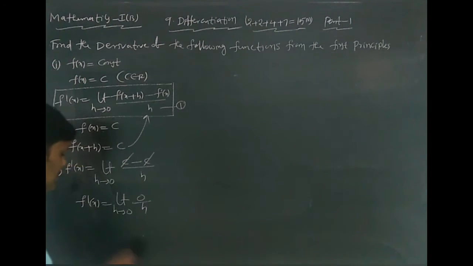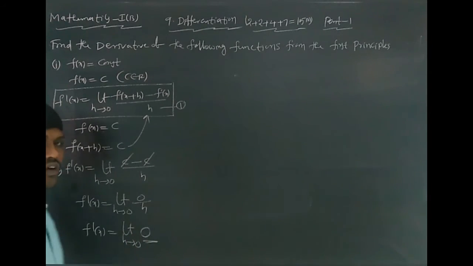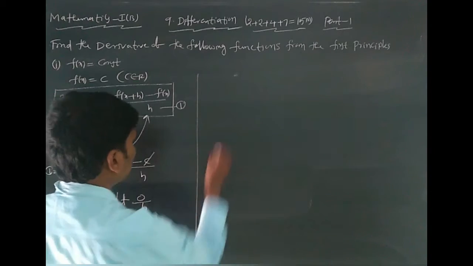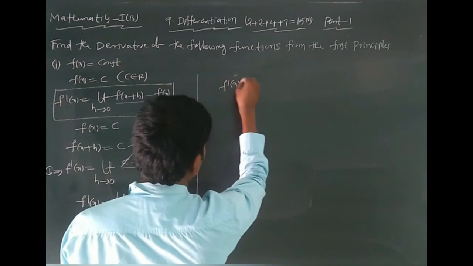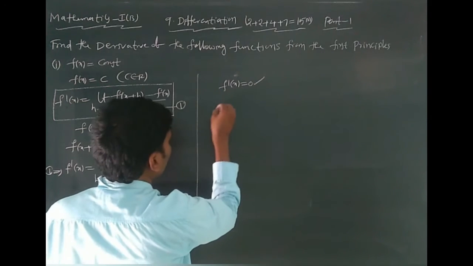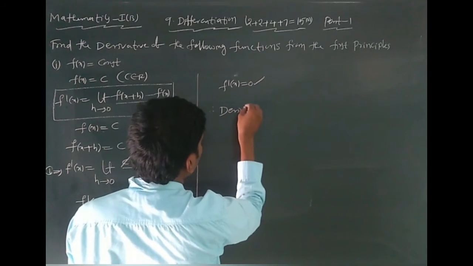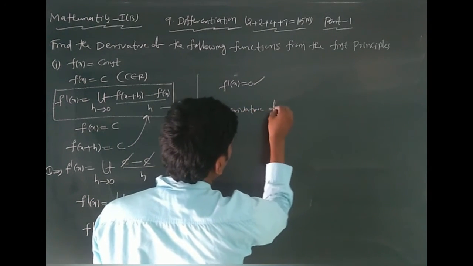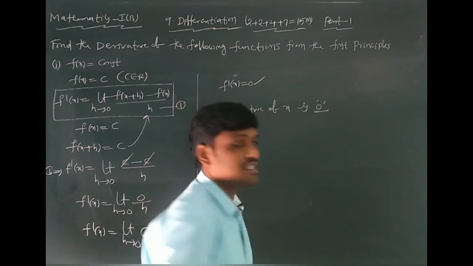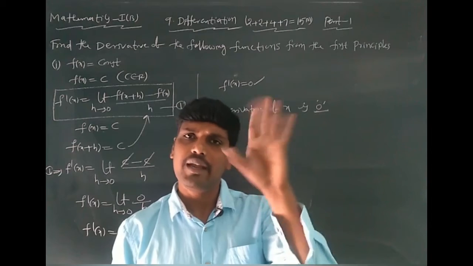0 by something value is always 0. Then f dash x equal to limit h tends to 0, 0. 0 is what here? Constant. Constant limit is always constant. That's why the value of f dash x is 0. Therefore, derivative of constant is 0. This is the first formula, very important formula.